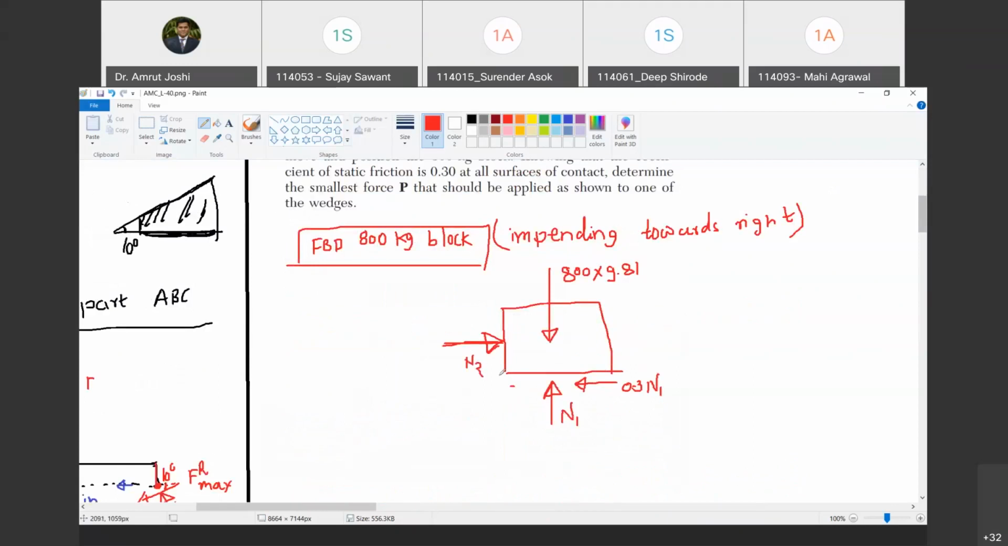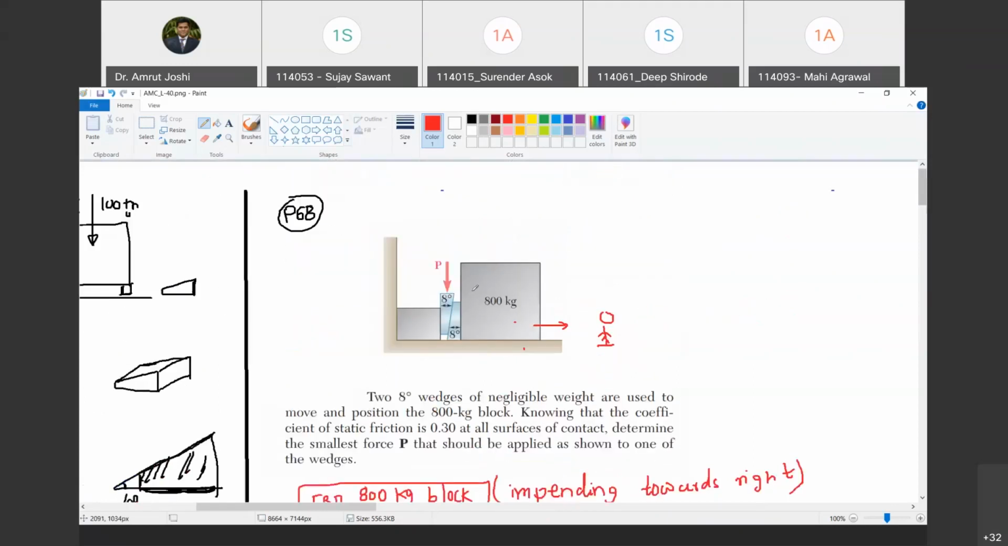Will it offer any frictional resistance along this surface? Will there be any frictional force existing between these two surfaces? Answer is no, because when the block moves towards right, there is no relative motion between these two objects along the vertical direction. Do you agree with me?